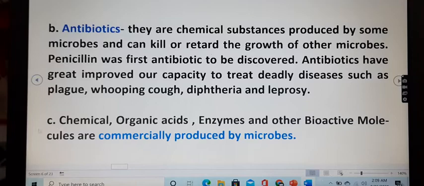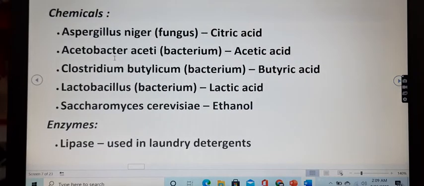They are also used to produce chemicals, organic acids, enzymes and other bioactive molecules. So these are the commercially produced substances by the use of microorganisms. I have given you the list of some microorganisms which are used in synthesizing the chemicals.